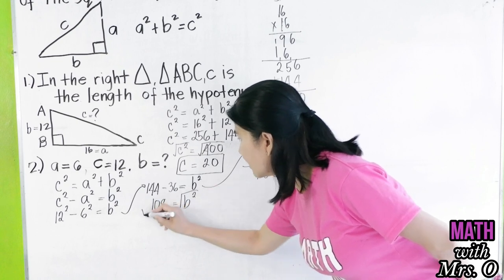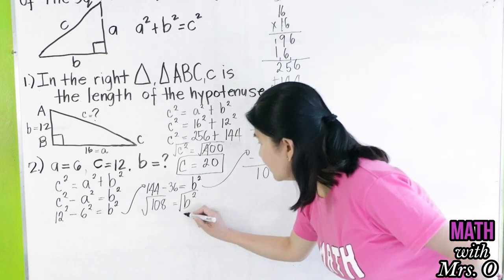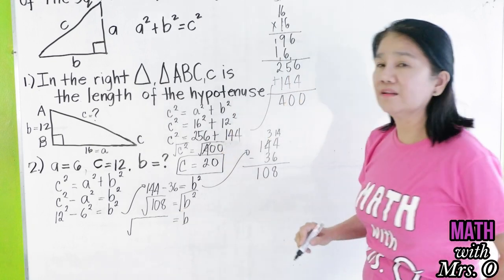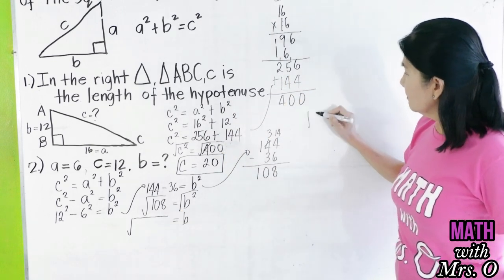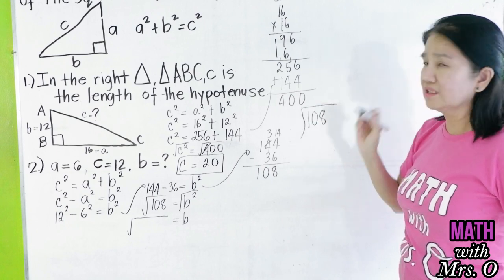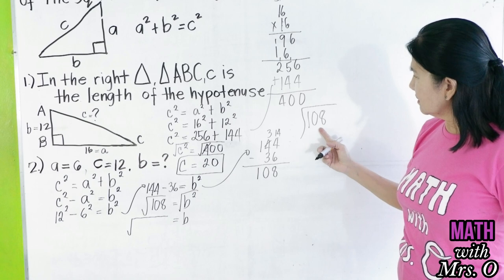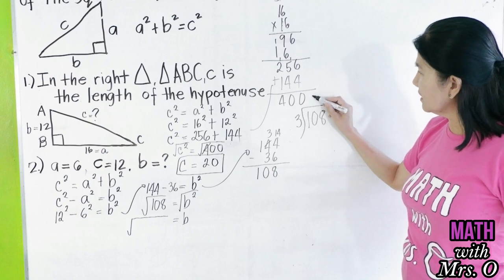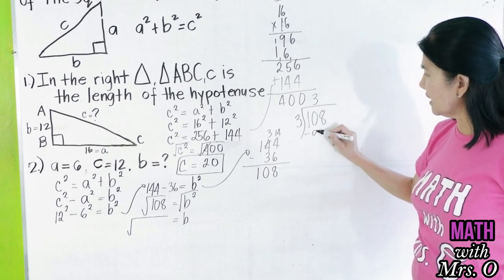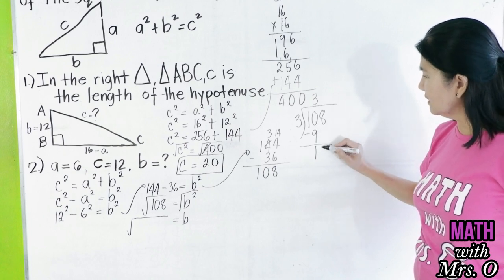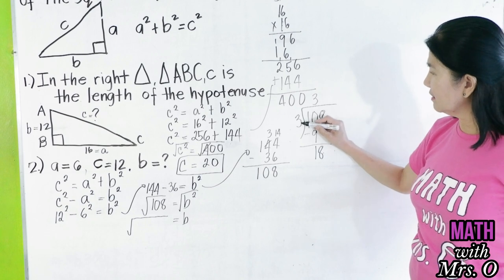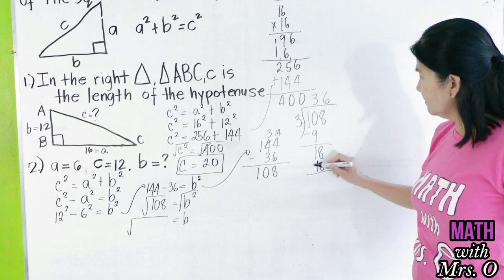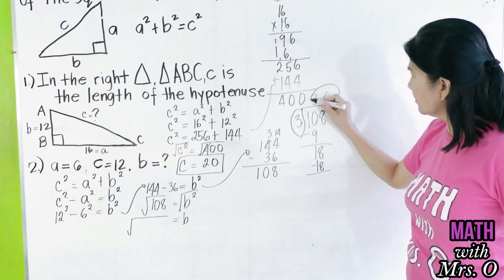Simplify by taking the square root of both sides. We have here B equals, let us find factors of 108. You can do it by trial and error. 108. Is it divisible by 3? Yes. Let's try 3. 10 divided by 3 is 3. 3 times 3 is 9. 10 minus 9 is 1. Bring down 8. 18 divided by 3 is 6. 6 times 3 is 18. There. So 108 is 3 times 36.